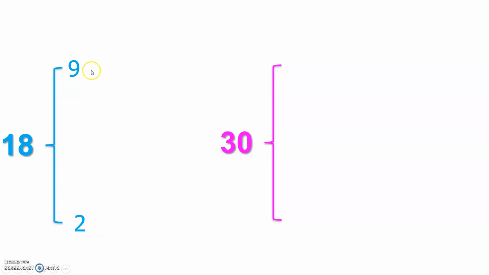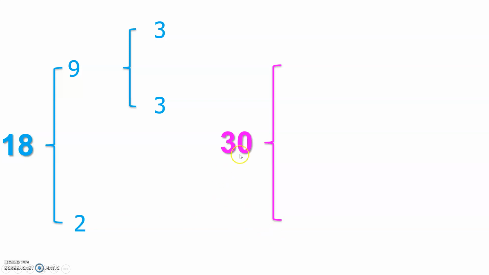Now, how about this 9? Can I break this 9 down a little bit more? Sure, I know that 3 times 3 is 9. So now I've broken that down. Now, there's nothing that I can do with this 3 because there's nothing that goes into it except 1 and itself. It's called a prime number. Just like 2 is also called a prime number. So when I get to a prime number, I can't go any further.